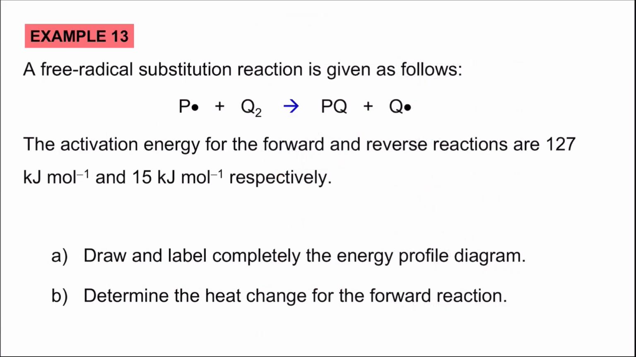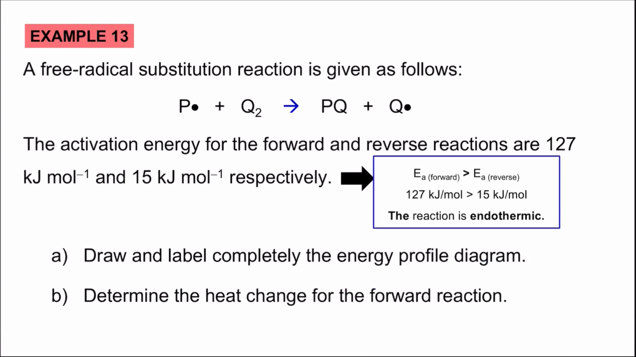So let's try one example, example 13. So daripada this free radical substitution, we got the equation, and then free radical sebab tu ada dot ya. Awak jangan fikir benda yang pelik pula dot ni. And then seterusnya, activation energy for the forward and reverse reaction are 127 kJ per mole and 15 kJ per mole respectively. So daripada this part, this information, kita boleh tentukan reaction ini sama ada endothermic ataupun exothermic. If you take a look here, the activation energy EA forward lebih besar daripada EA reverse. So we can conclude this reaction is endothermic. Now, continuing with the question, kalau dia minta draw and label completely energy profile diagram, kita akan draw based on endothermic reaction. Next question, dia minta awak determine the heat change for forward reaction.